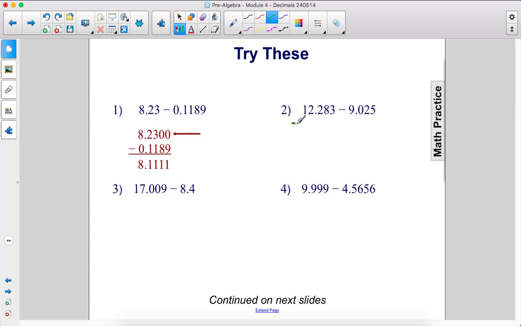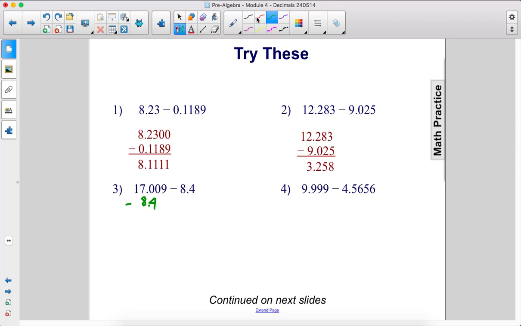All right, let's move on to the next one. 12.283 minus 9.025. All right, so 3 minus 5. Well, 3 is smaller than 5, so we're going to borrow 10 from this column, make that a 7, add that 1 here. 13 minus 5 is 8. 7 minus 2 is 5. 2 minus 0 is 2. Bring down the decimal. 12 minus 9 is 3. The answer is 3.258.